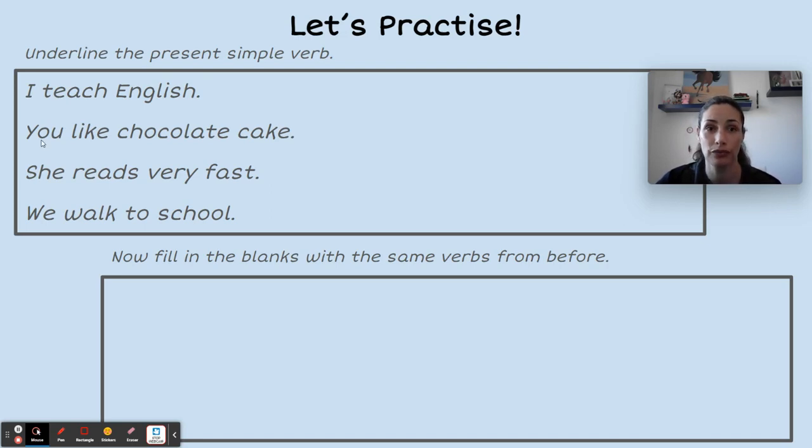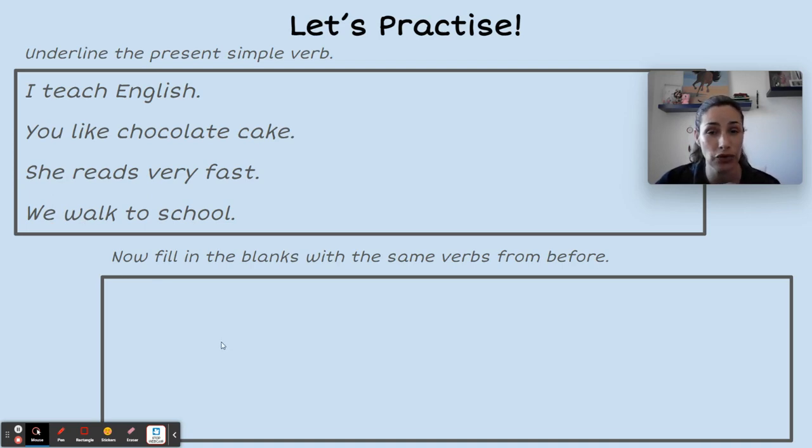You, what are you doing? What do you do? She, what does she do? We, what do we do? When you answer those questions, that's your verb. That is the word you should be underlining. Now, you're going to take those underlined words and you're going to use them again.